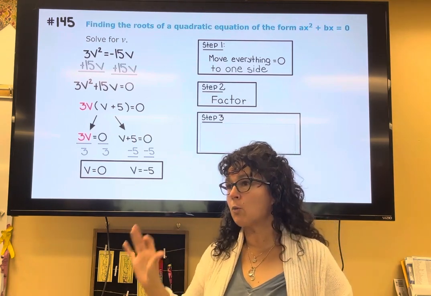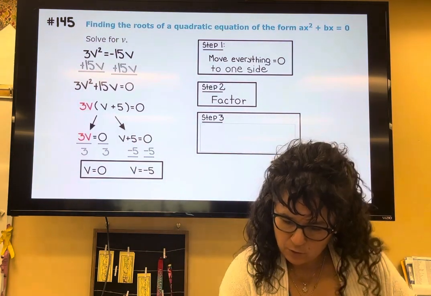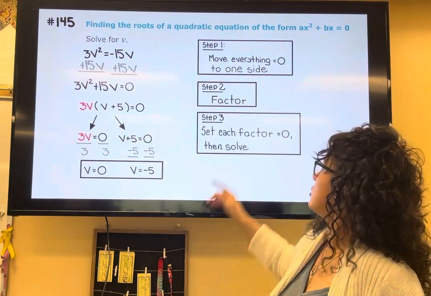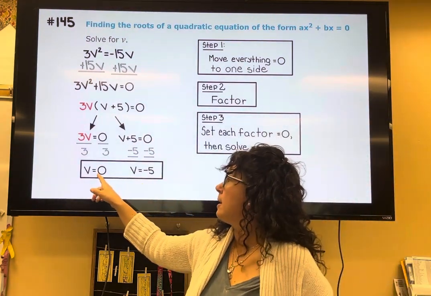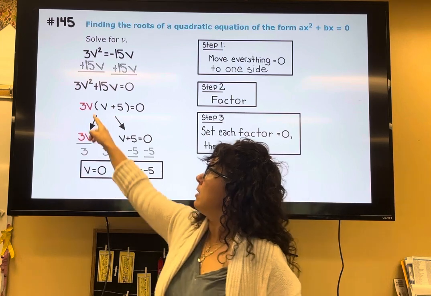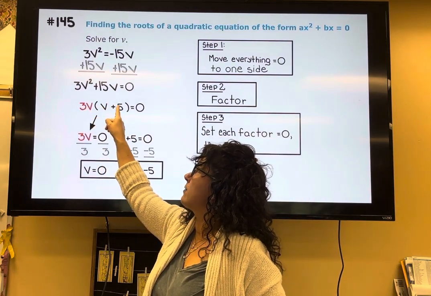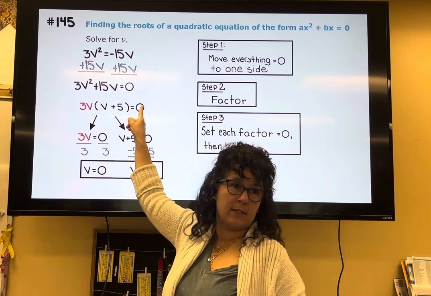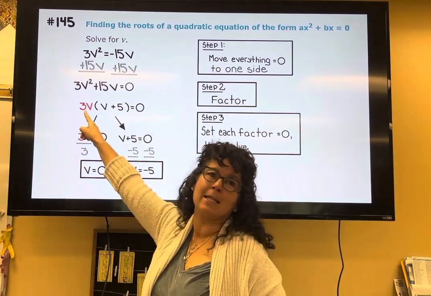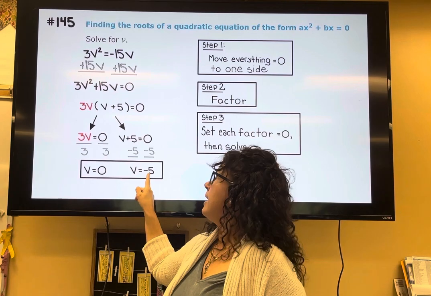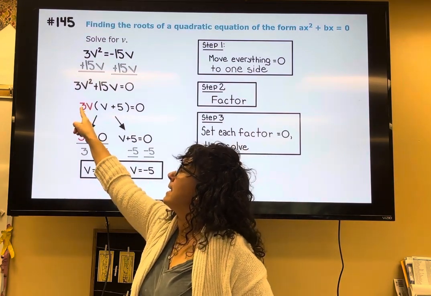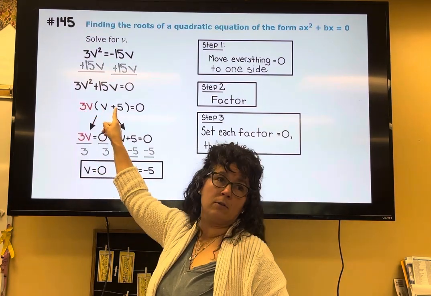So one more time, the reason this works, after we have factored and set each piece equal to 0 and solved, is because 0 turns this into 3 times 0 is 0. And 0 plus 5 is 5, and 0 times 5 is 0. We found the number that makes that piece equal 0. And negative 5 would make this negative 15 times 0, which is 0.